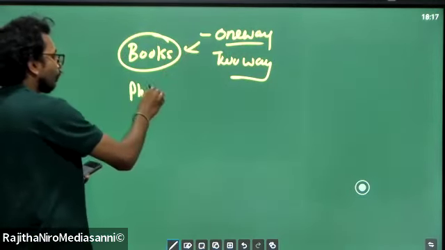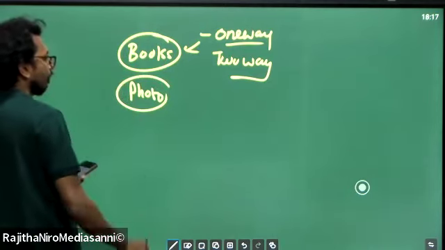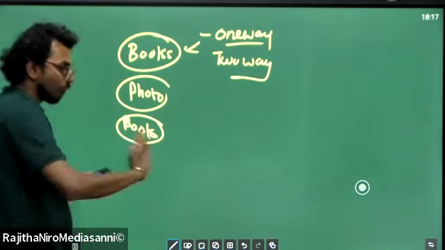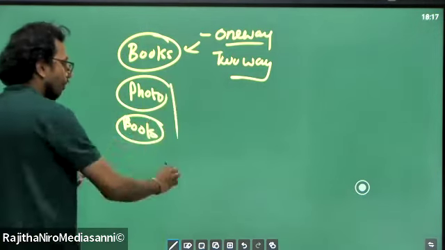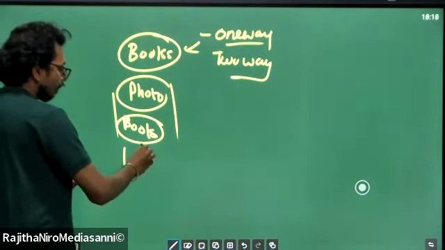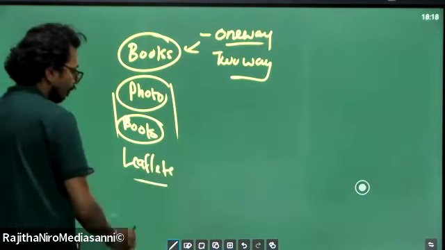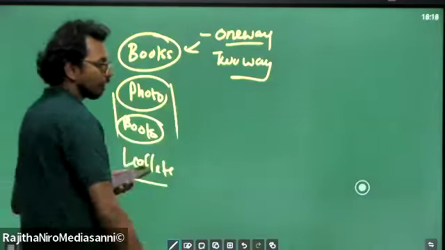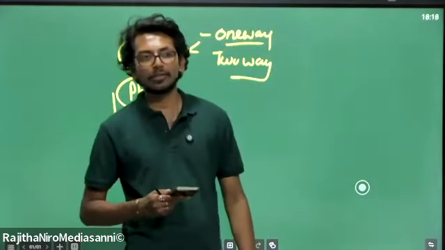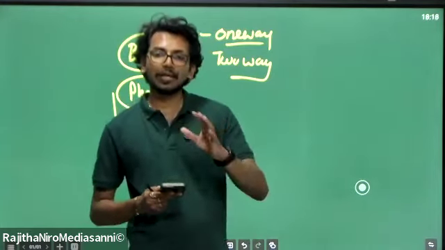This type of thing is one way. A photo means photo, no? One way. Books means books, no? One way. Leaflet means that type of thing, one-way idea. One time we can share that. That's a tool. That's the idea.